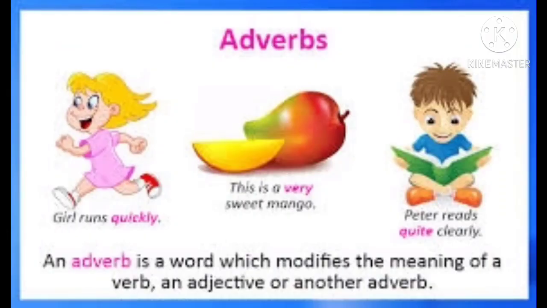So dear students, we have learnt in this chapter about adverbs. An adverb is a word which modifies the meaning of a verb, an adjective or another adverb. We studied the kinds of adverbs: adverbs of manner, adverbs of time, adverbs of place, adverbs of frequency. And the examples are like girl runs quickly. This is a very sweet mango. Peter reads quite clearly.